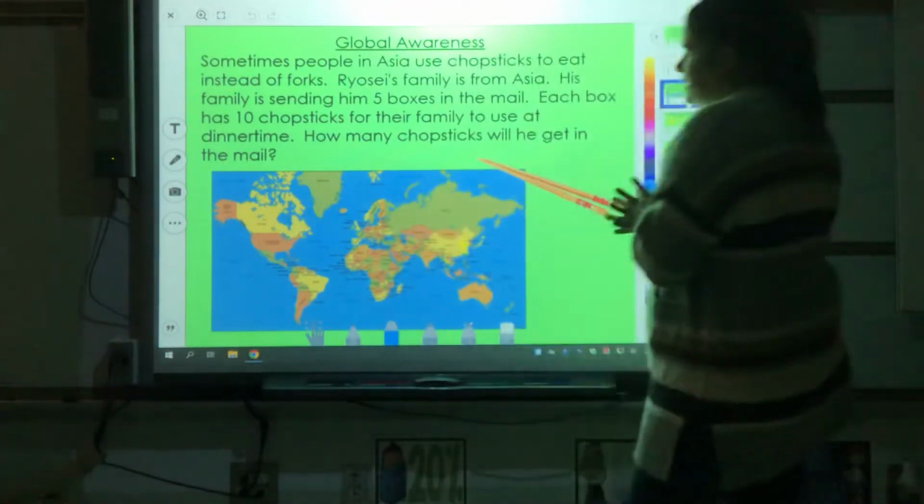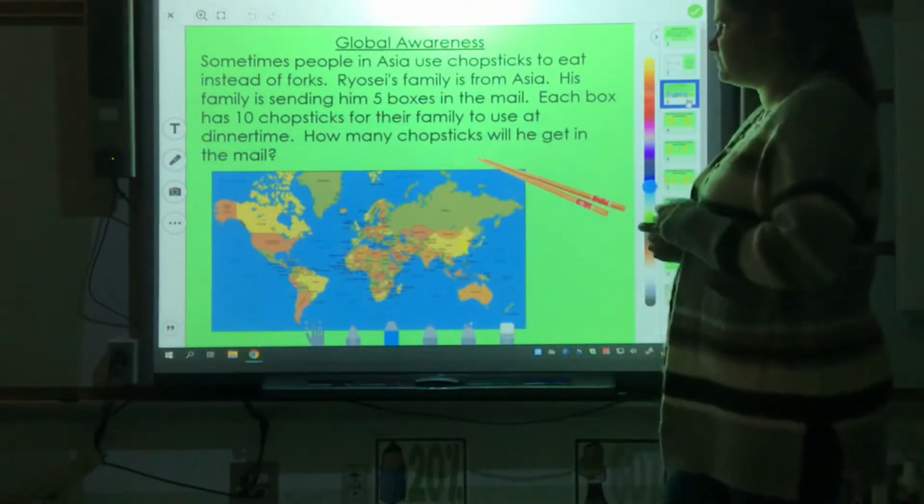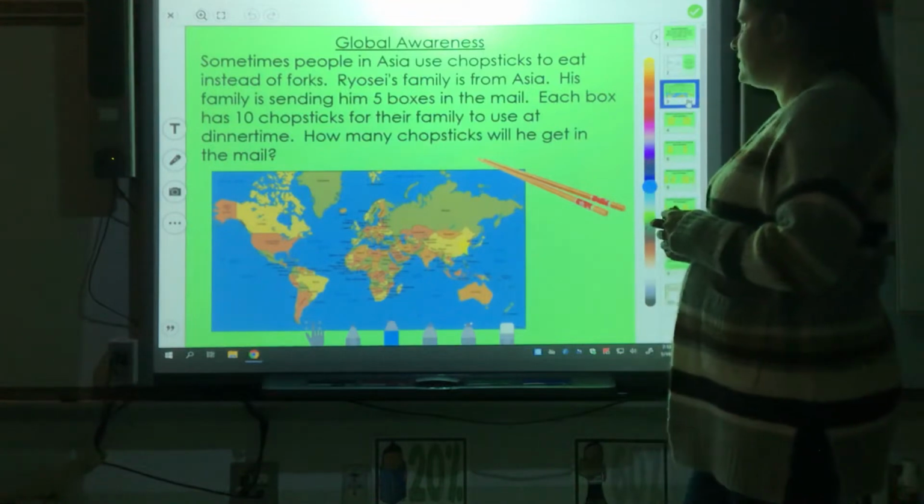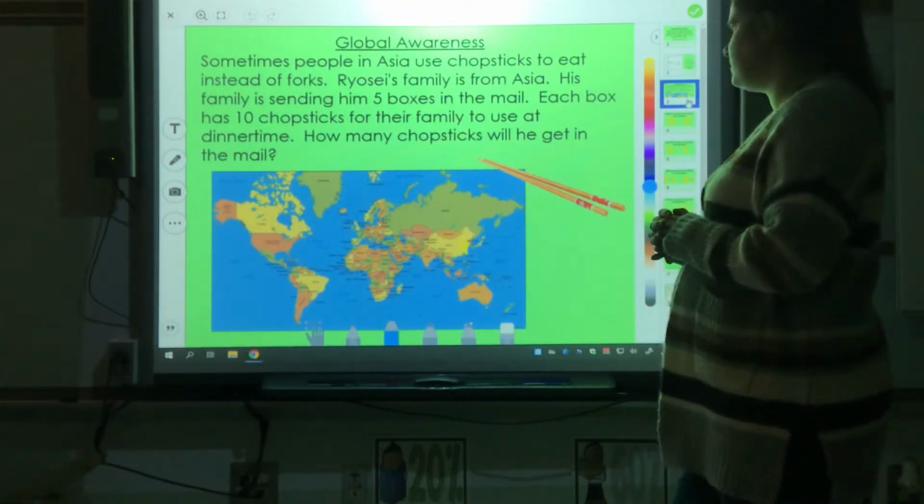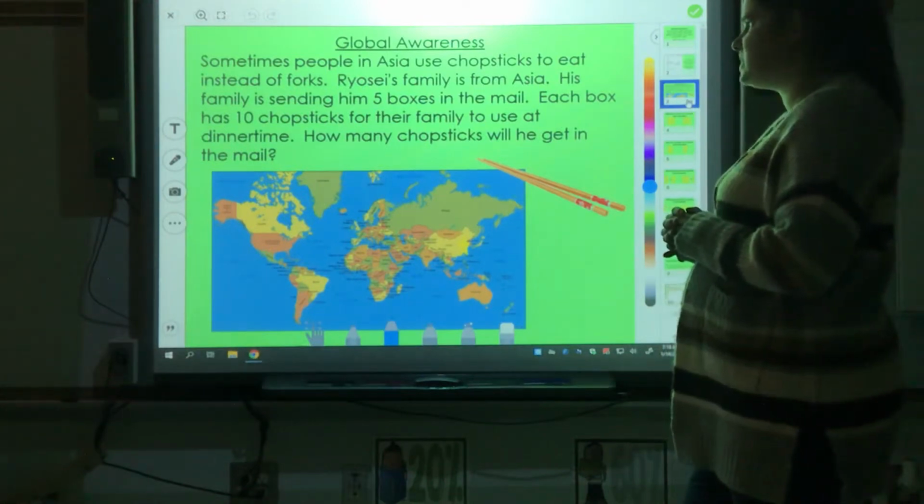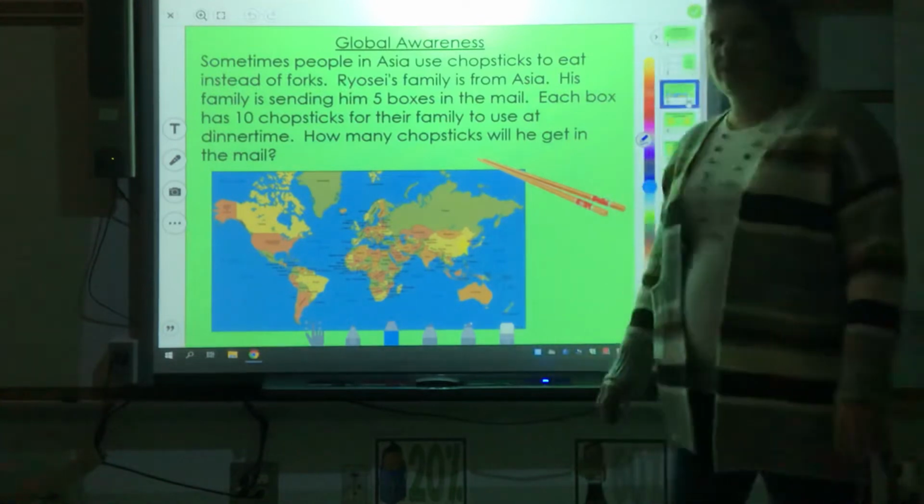Today's global awareness: sometimes people in Asia use chopsticks to eat instead of forks. Ryoshi's family is from Asia. His family is sending him 5 boxes in the mail. Each box has 10 chopsticks for their family to use at dinner time. How many chopsticks will he get in the mail?